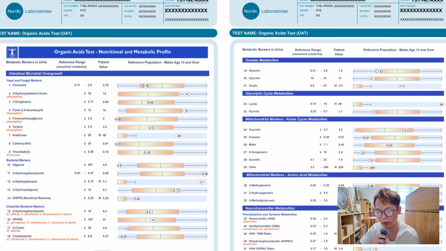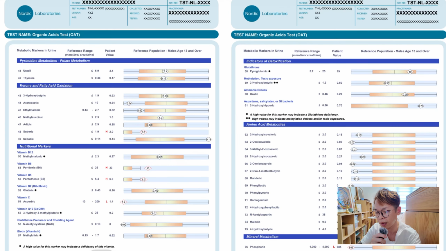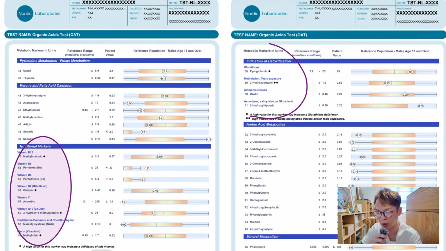But if you want a general intestinal microbial overview, which can give you a clue to mold and candida, plus all these metabolites that our body produces in various pathways and biochemical reactions, such as nutritional information and detoxification function, then the organic acid test will be able to give you a better overview.